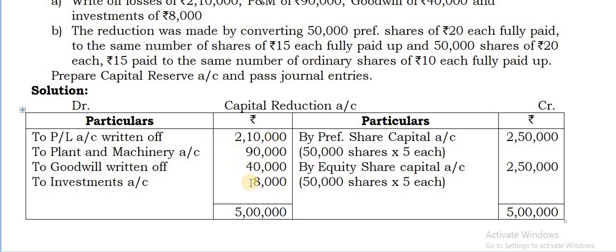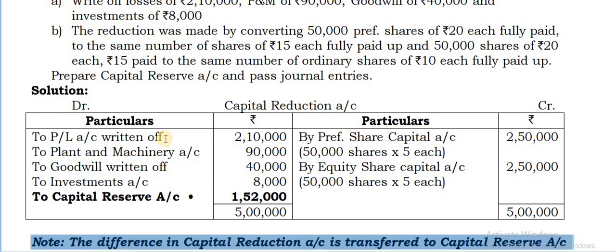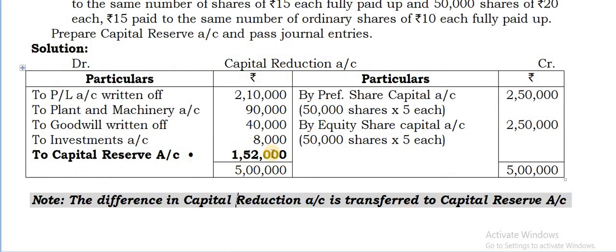But this is not equal to 5 lakhs. So there is a difference. What is that difference? That's a capital. How much is that? 1,52,000. So whatever the difference you are getting here is being transferred to capital reserve account. But here you make it as capital reduction account, and or reconstruction account also you can consider. So the difference is being transferred to an account called capital reserve account. Now this one part is completed.